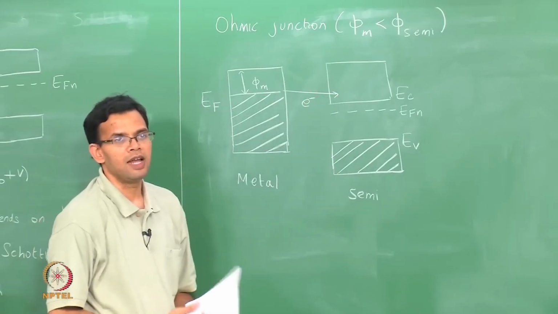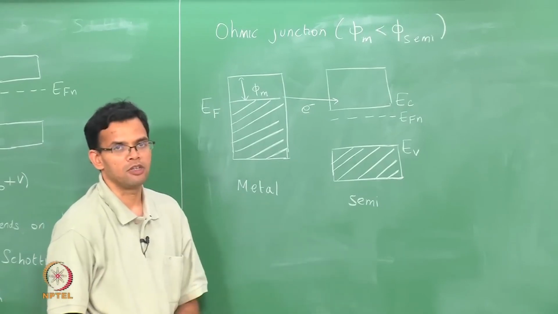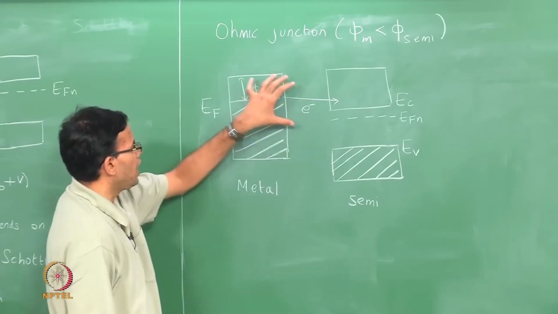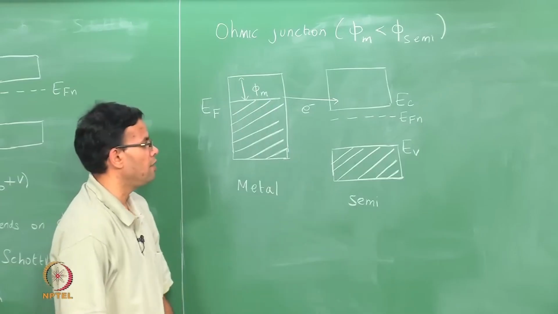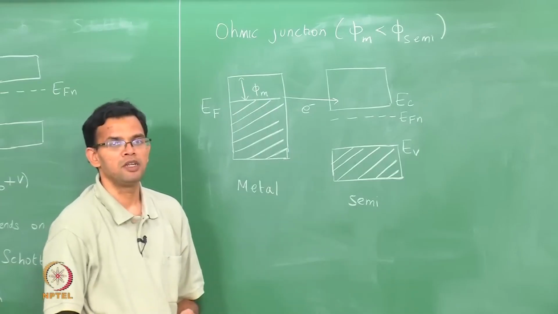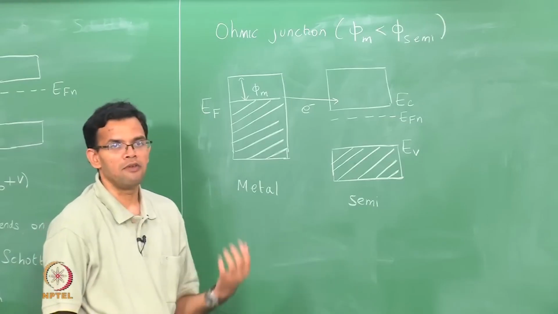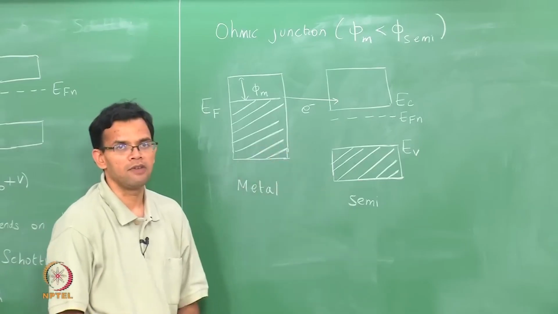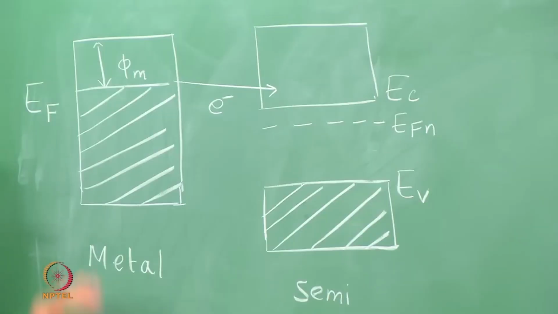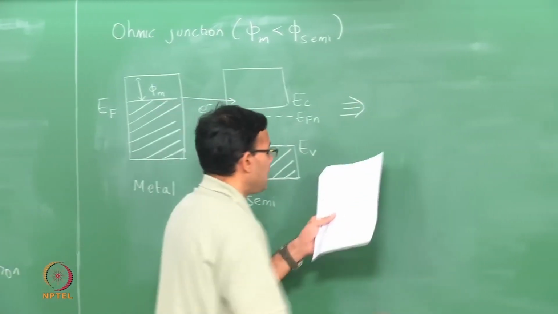So an electric field will again be set up, and the field will be in the direction opposite to that of a Schottky junction. So because you have electrons going from the metal to the semiconductor, you will have an accumulation region. Remember, in the case of Schottky junction, we had a depletion region where electrons moved away from the semiconductor. Now you have electrons moving in, so that you have an accumulation region. We can draw the ohmic junction in equilibrium. In equilibrium, the Fermi levels will line up.